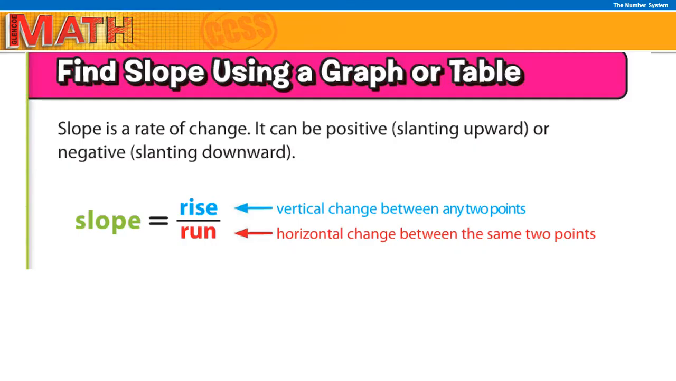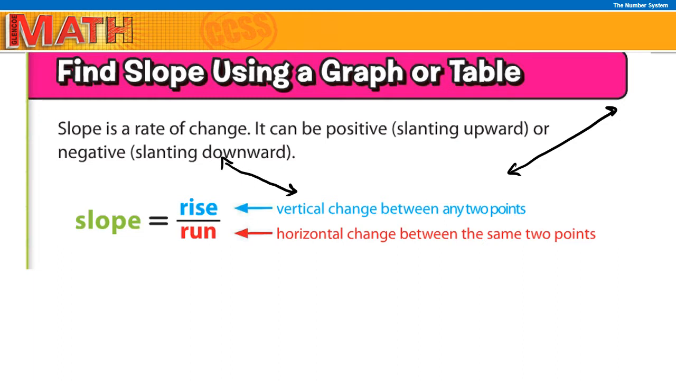So let's start by talking about slope. Here in this graphic, it tells us to find slope using a graph or table. Slope is a rate of change. We talked yesterday, in lesson 3.1, about constant rate of change, while slope is a constant rate of change. It can be positive, slanting upwards, or negative, slanting downward.